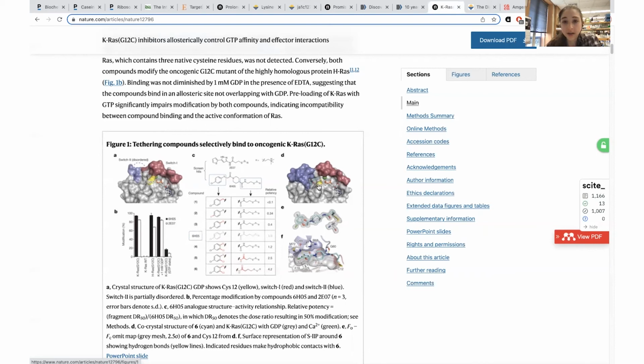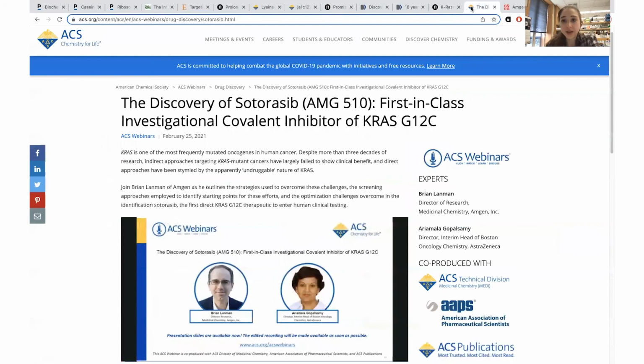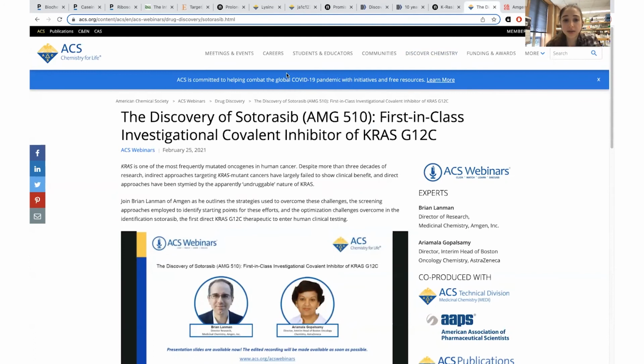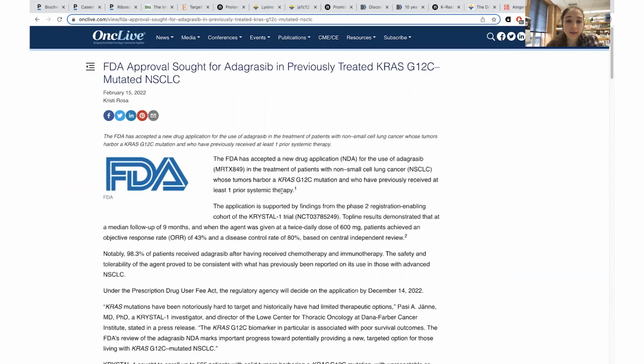So they did this work in 2013, and there was a bunch of optimization, and then pharmaceutical companies, Amgen, developed this drug. It was called AMG-510, and now it's called sotorasib. And this was actually FDA approved in 2021. Really exciting stuff. And now there is a second one, this adagrasib, which they're seeking FDA approval for. So we could have a second one soon.